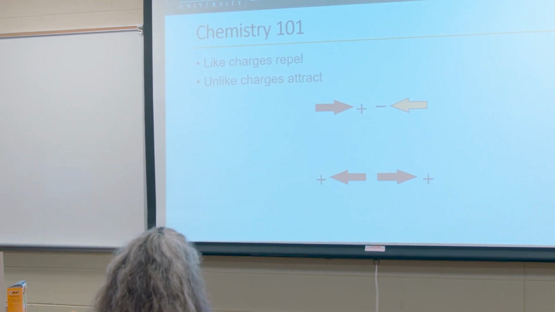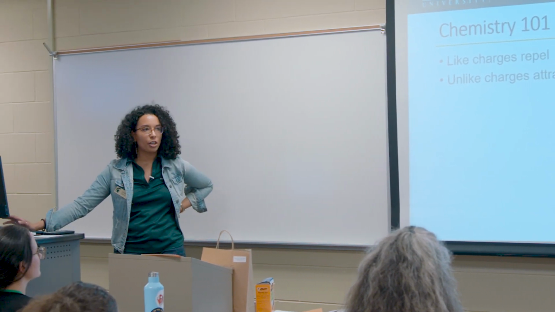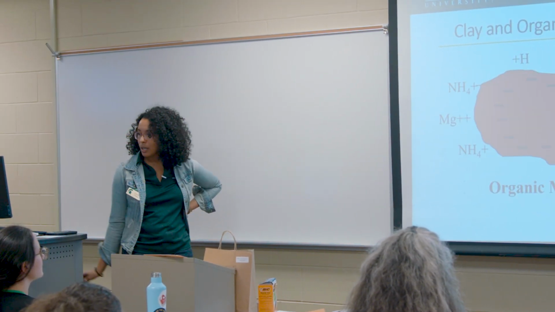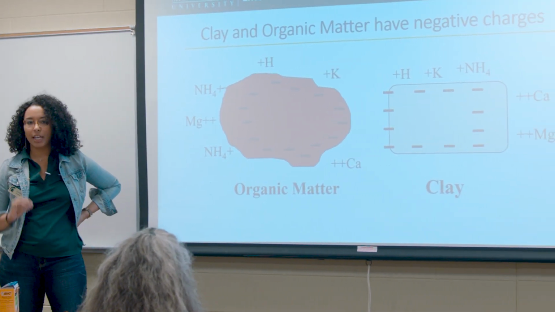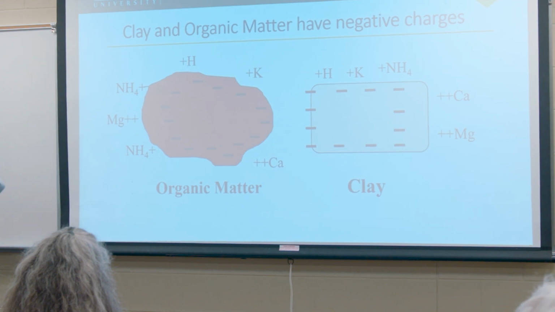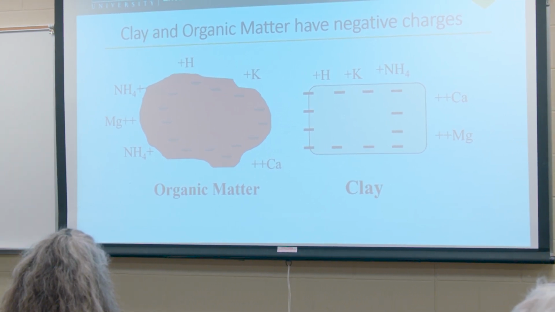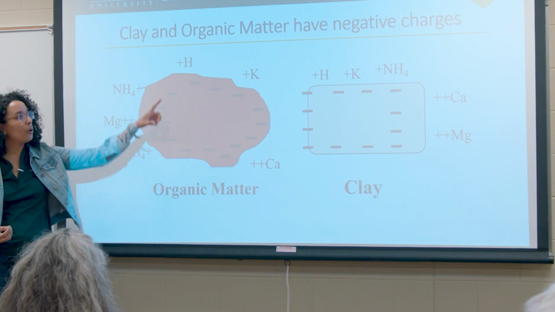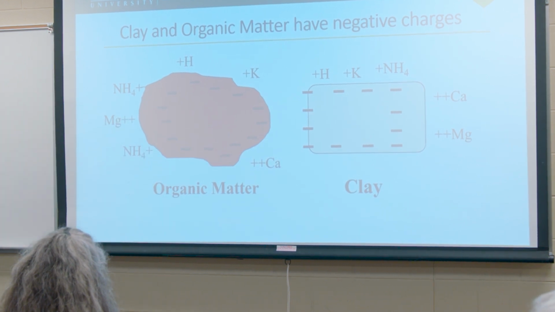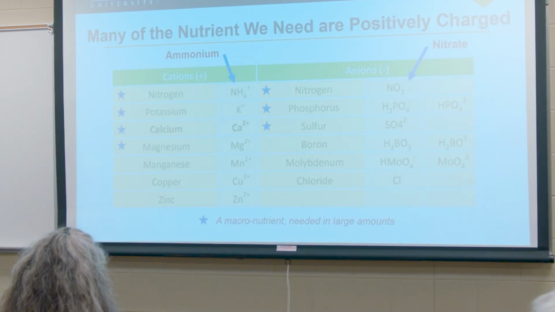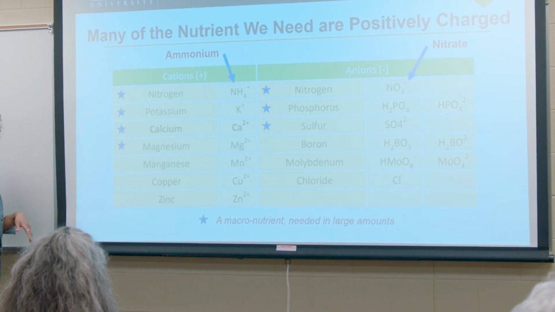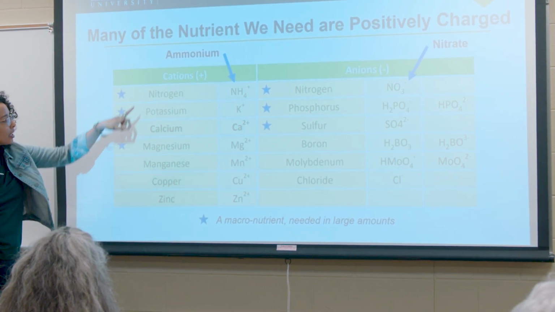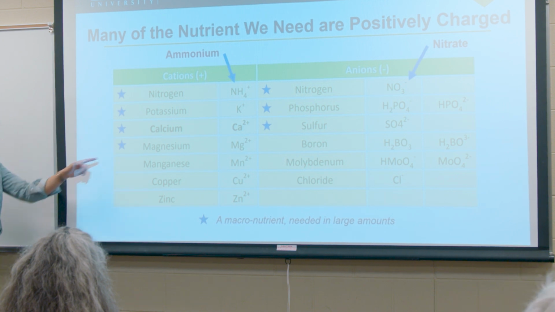So, Chemistry 101: like charges repel, unlike charges attract. Why is that relevant to us? Because our particles are negatively charged. Organic matter is negatively charged and clay is negatively charged. Many of our nutrients, not all, but many of them are positively charged, so we're able to hold them on the surface of these particles. So what's negatively charged, what's positively charged? We have several cations. Those are the positively charged: ammonium, potassium, calcium, magnesium.